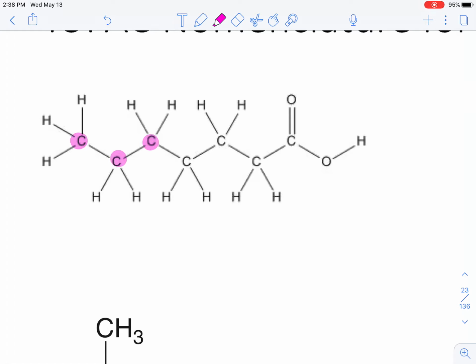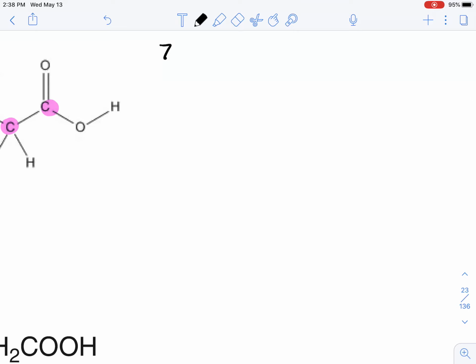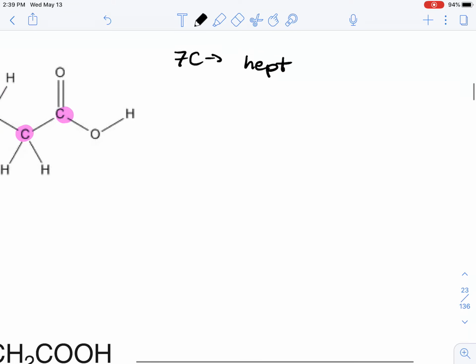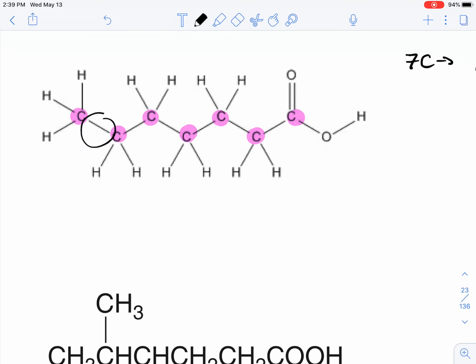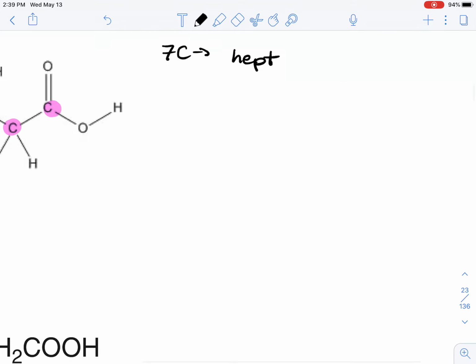I have 1, 2, 3, 4, 5, 6, 7. So this is a 7 carbon chain. And so if I have a 7 carbon chain, then I know that my prefix is going to be hept. And notice that along the main chain of this organic compound, I only see single bonds. And so since I only see single bonds, then I'm going to write in the suffix ane, A-N-E.